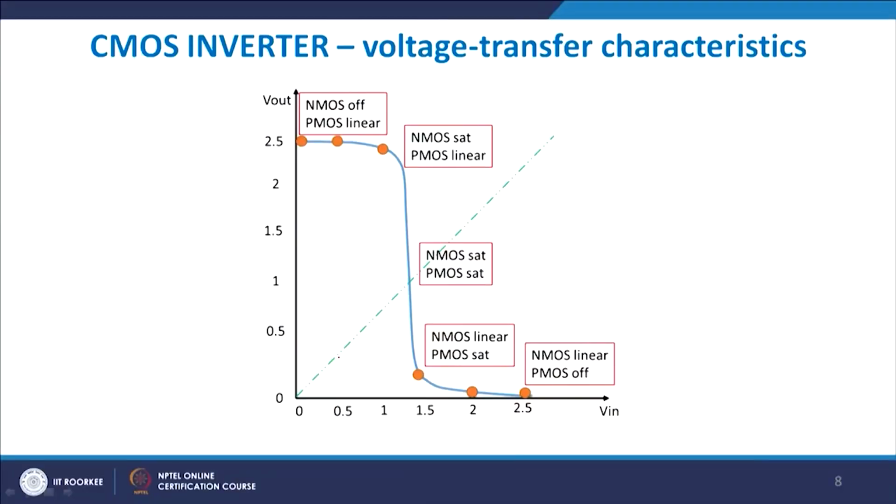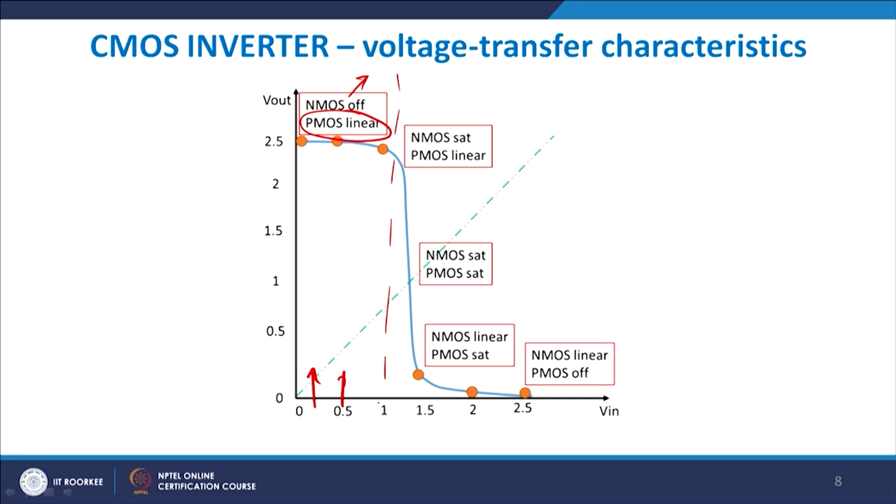Now, if you look at the CMOS inverter, when my input was low, which is this one, my NMOS was off and my PMOS was in the linear region of operation. Let us be very clear about this point: when your input was very low, less than 1 volt, we saw that NMOS was off, of course, because it is lower than the threshold voltage, and PMOS is in the linear region of operation.